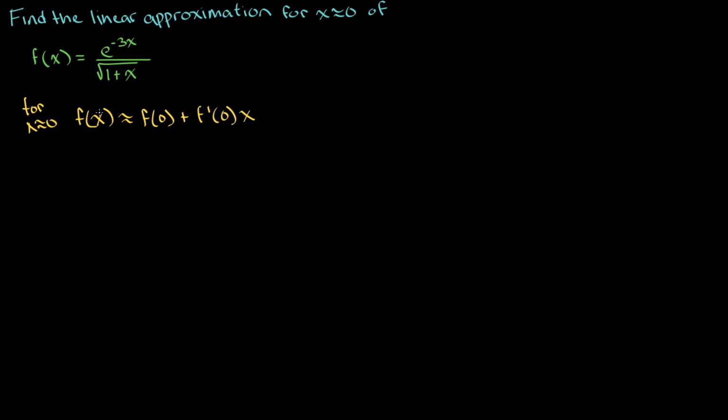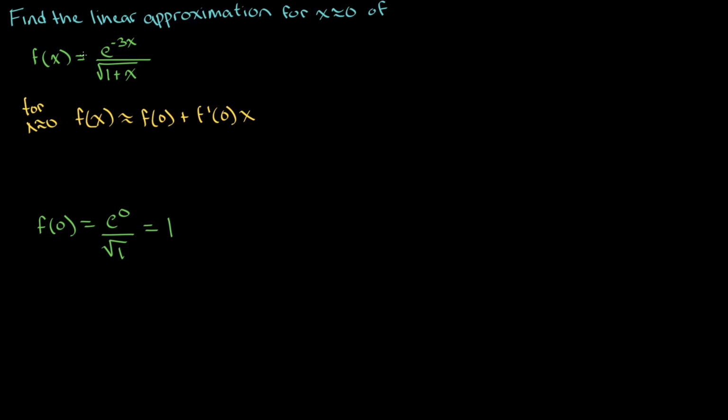And all we need to do to find the linear approximation of this function up here is to just find what f of 0 is and what the derivative evaluated at 0 is. So let's do that. Let's find f of 0 first. Plugging in 0 to our function, we have e to the 0 power in our numerator, and then the denominator, square root of 1. So we find this to just be 1.